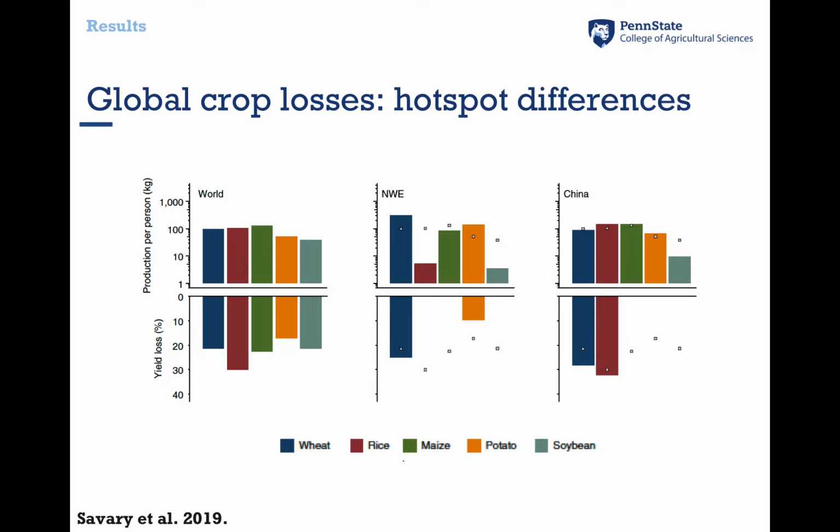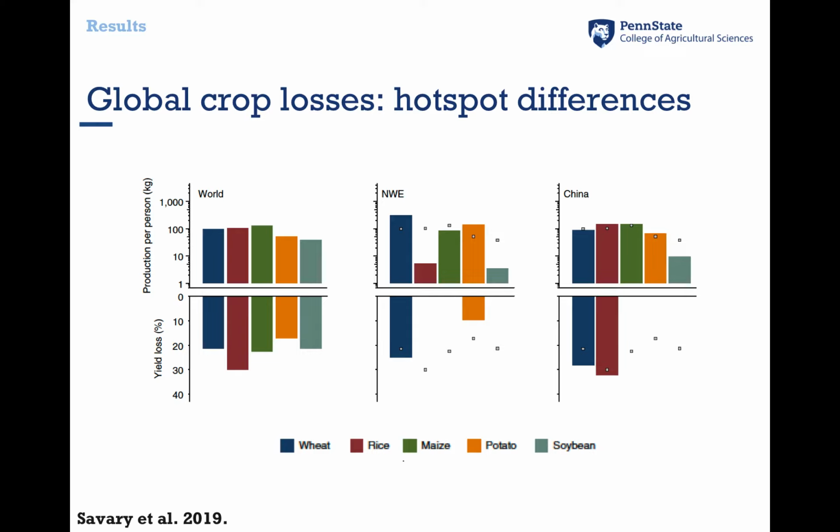I have a series here. They're all kind of laid out in the same way because this gets at the hotspot differences. So what you'll see here is on the upper bar, production per person in kilograms as a frame of reference, and the yield loss estimates as a percentage.